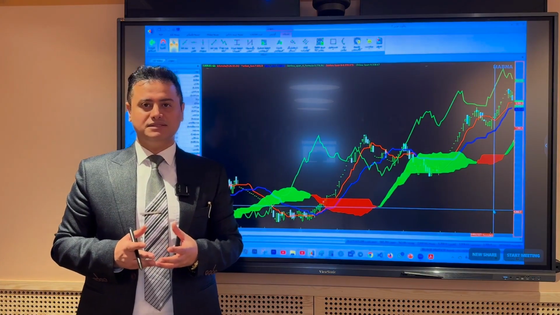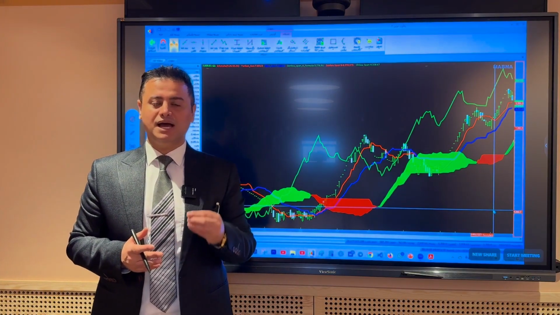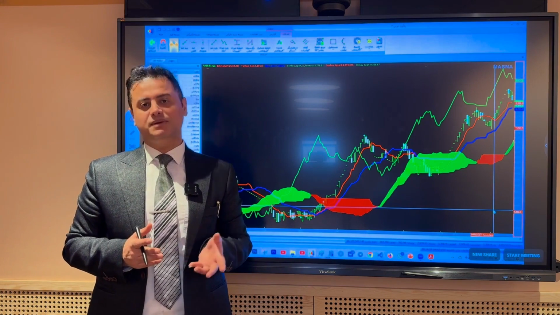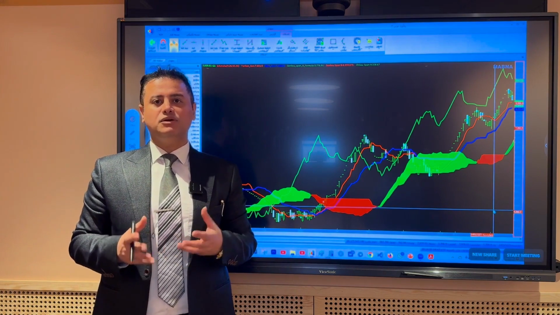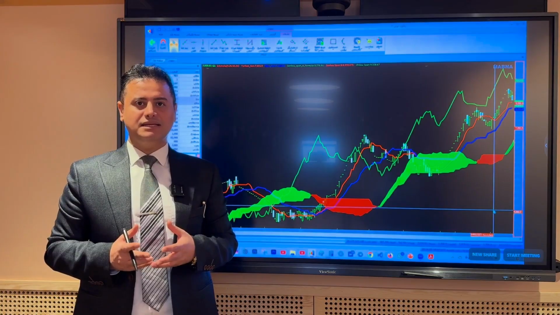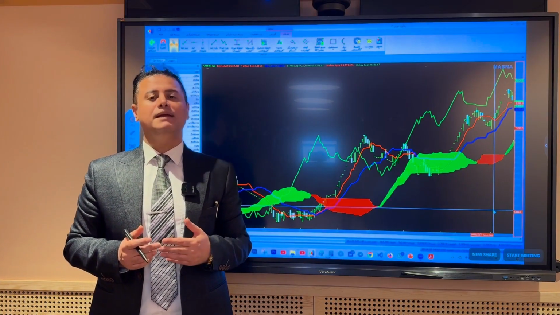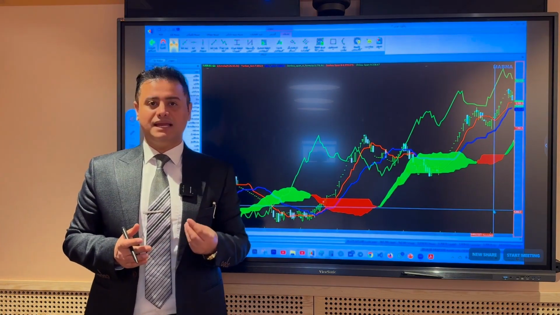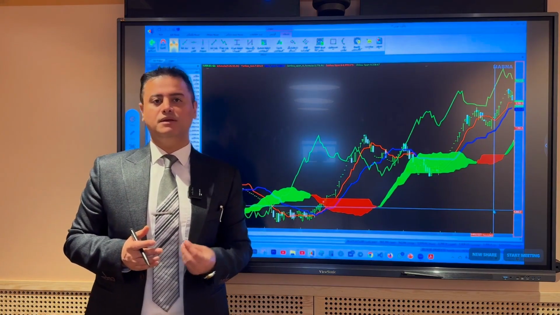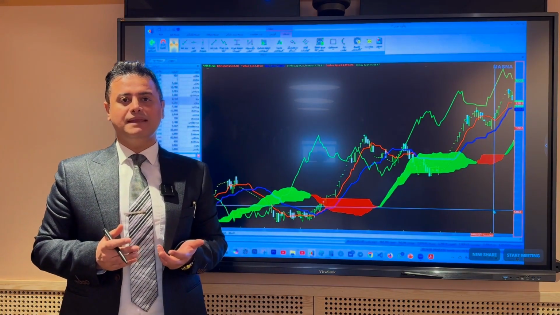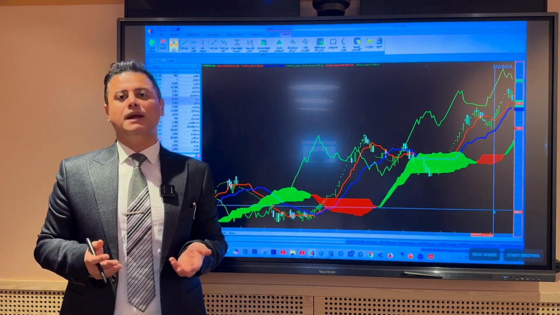Its calculation method is such that it calculates the average of the highest and lowest prices over a 9-day period. This line is mainly used for trend identification. That is, when it moves up and down, it means there is a trend in the market, and whenever it becomes horizontal, we will not witness any specific event or trend in the market.